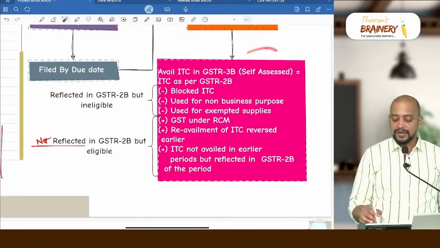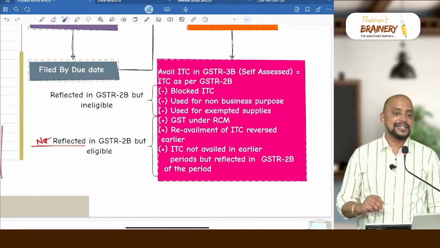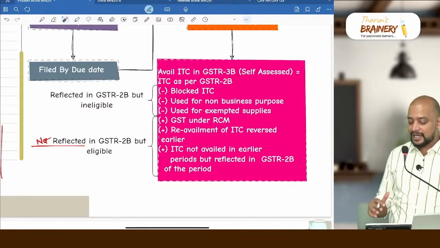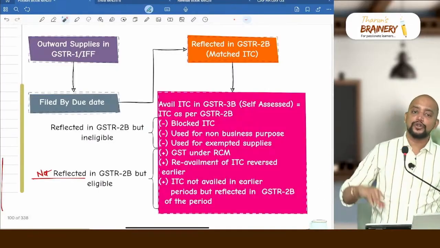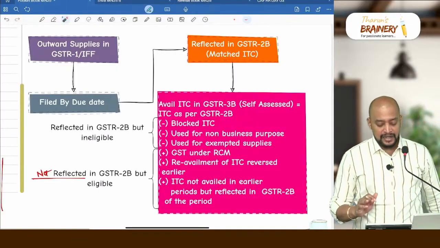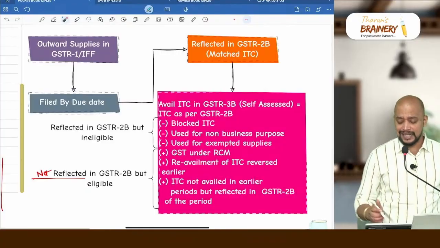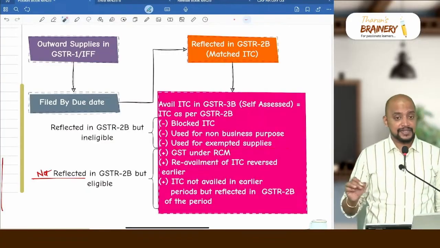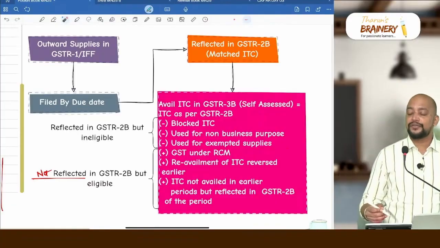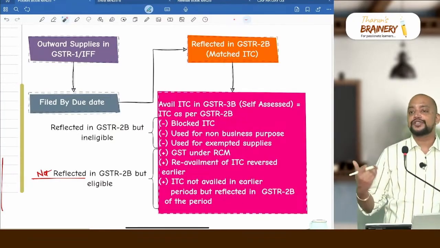So ITC in 3B will be self-assessed ITC. How will that self-assessed ITC come? First we will take ITC as per GSTR 2B, and there are three things which should be eliminated, even though they are reflected in 2B. So what are they? Blocked ITC. There are some ineligible ITCs, those used for non-business purpose or used for exempted supplies, because the portal doesn't know whether it is a blocked ITC or it is used for non-business purpose or it is used for exempted supply.